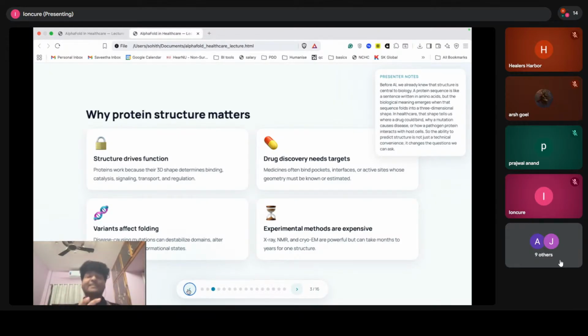And determining that structure is pretty expensive through manual methods like X-ray, NMR, or cryo-EM. These are absolutely powerful tools, but it could take months to years to get just one structure. For example, me, while I was in Japan at KEK, which is the High Energy Accelerator Research Organization, where I was interning last year around the same time.